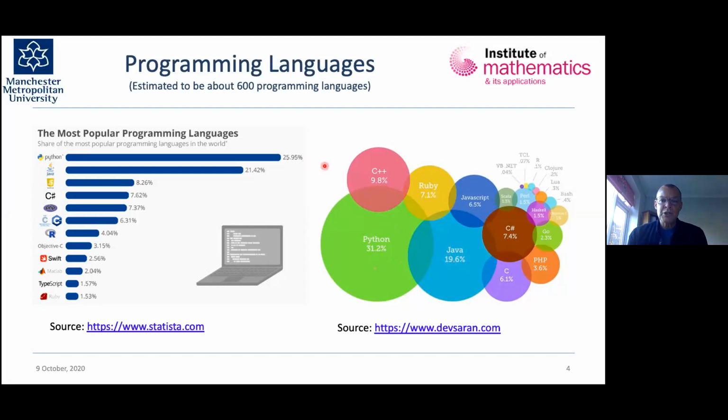So then the obvious question, as mathematicians, is which language should we be using, if at all, to teach programming to students? Now, at Manchester Metropolitan University, for the past 20 years, we have been using MATLAB. But you can see, even according to Statista, there are only about 2% of users around the world. So when we think about employability, is MATLAB the best programming language to teach our students? Okay, and then we think of these other languages.